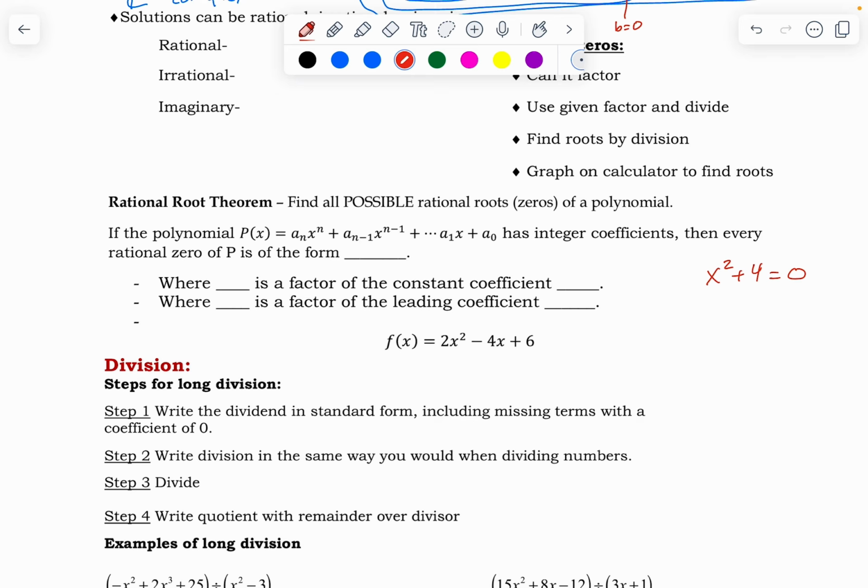What was I saying? Okay, never mind. This would have non-real zeros, but it has rational coefficients. I'm not sure what my point was. Oh, then every rational is 0. Okay, not every polynomial. That's what I was going with.